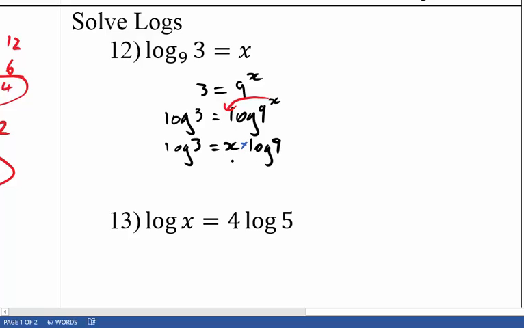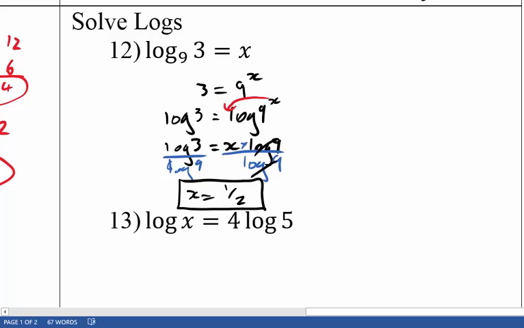So to get rid of that log 9, because I'm trying to get to x equals, I divide by log 9. And so x will equal, these things here cancel out, x equals log 3 divided by log 9. I'll go to my calculator. Log 3 divided by log 9 is equal to a half. It's actually equal to 0.5, but I'm going to write a half. Put a square around it, and I'm done. Move to the next one.